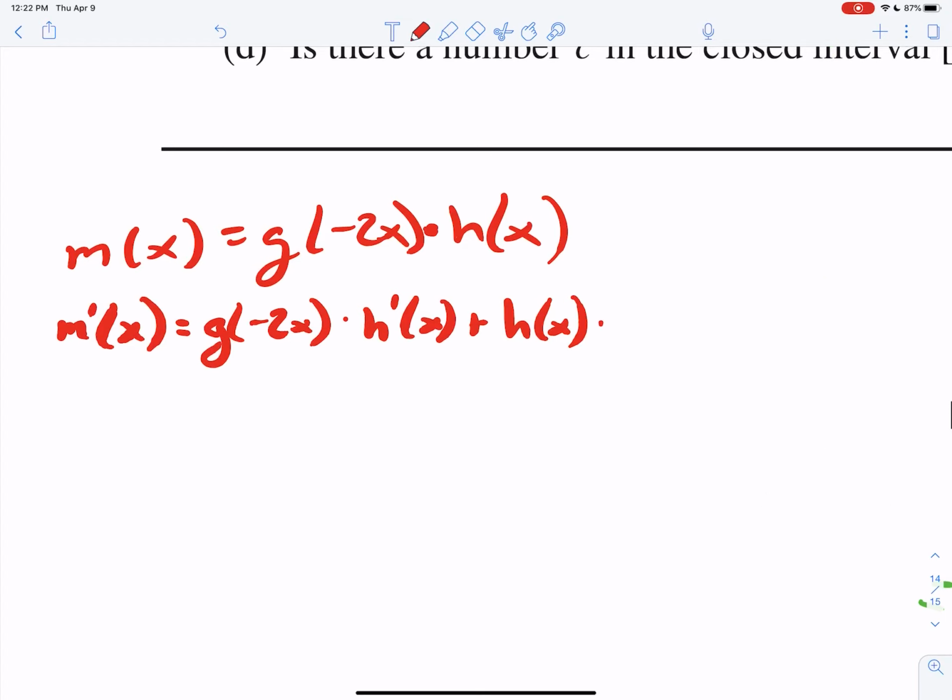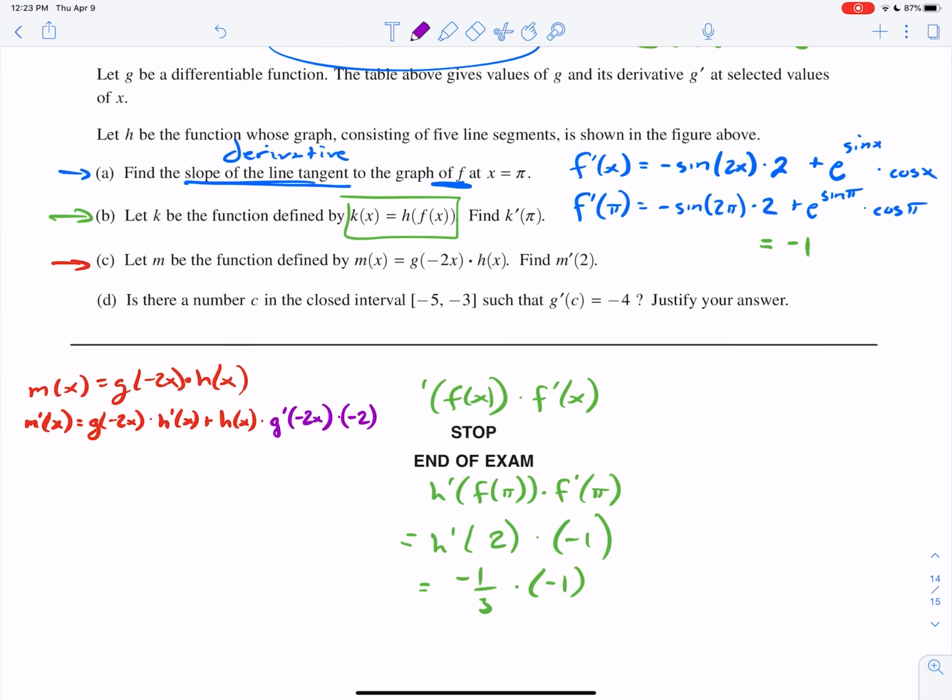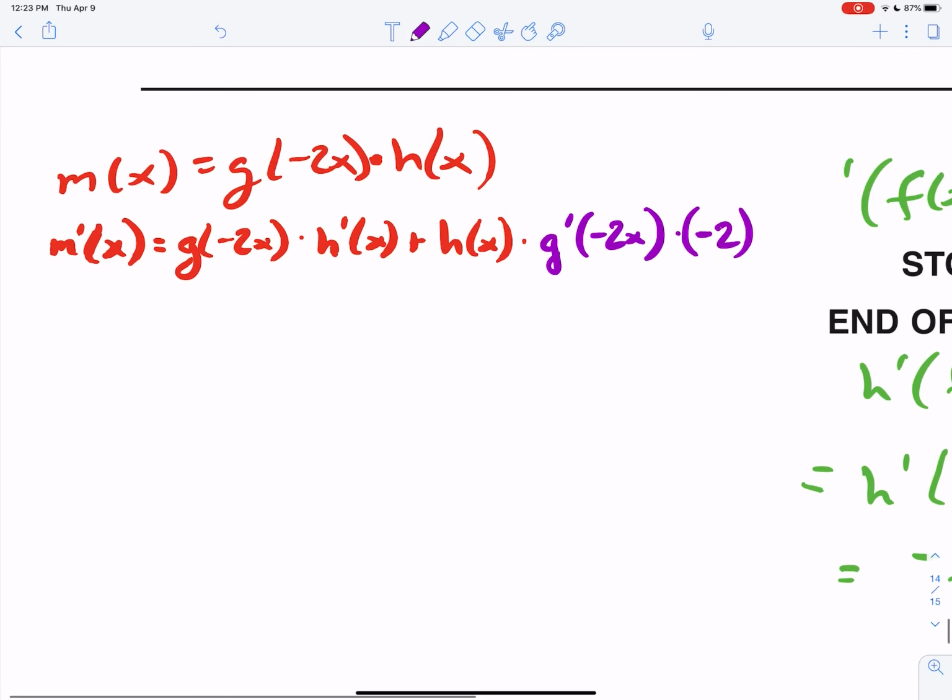Derivative of the first. The derivative of g of negative 2x is a composition, so we actually have to apply the chain rule here. That's the derivative of the outside at the same inside times the derivative of the inside. Okay, so they're really looking at technical details here to see if you truly understand the rules.